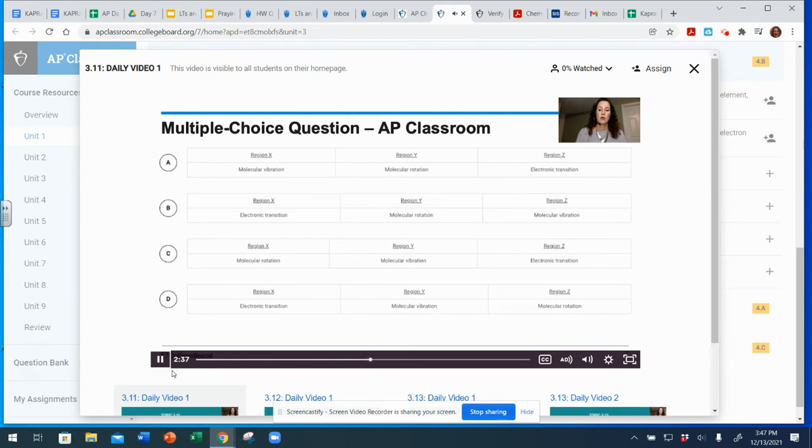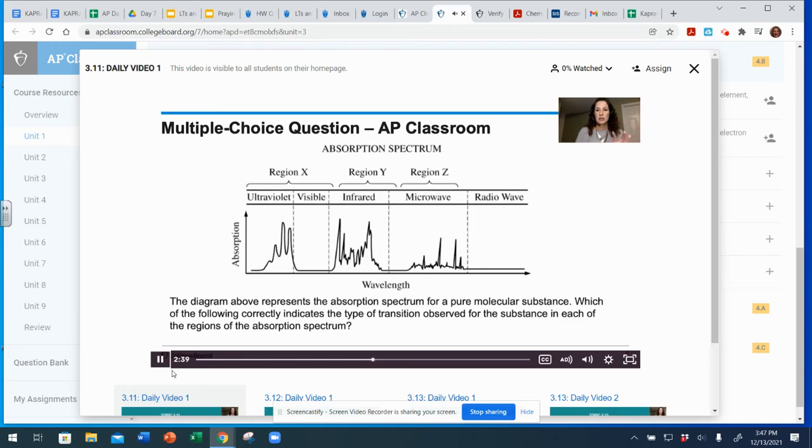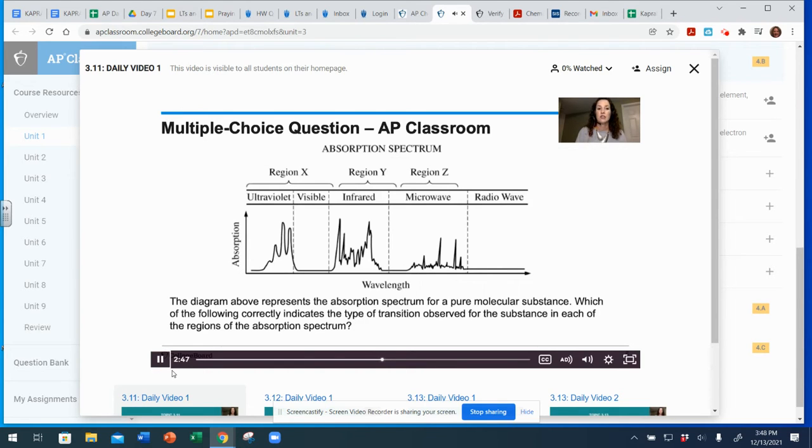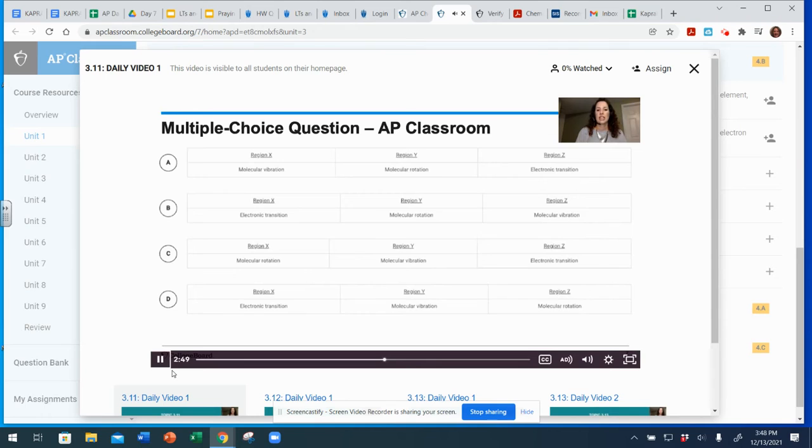So if I go back and look at my spectrum here, and then compare that to my answer choices, I notice that region X with the electronic transition matches my ultraviolet and visible. I notice that I have region Y with my molecular vibration, which is going to match my infrared, and my region Z, which is going to match my microwave with the molecular rotation. So my best answer choice here is going to be D.